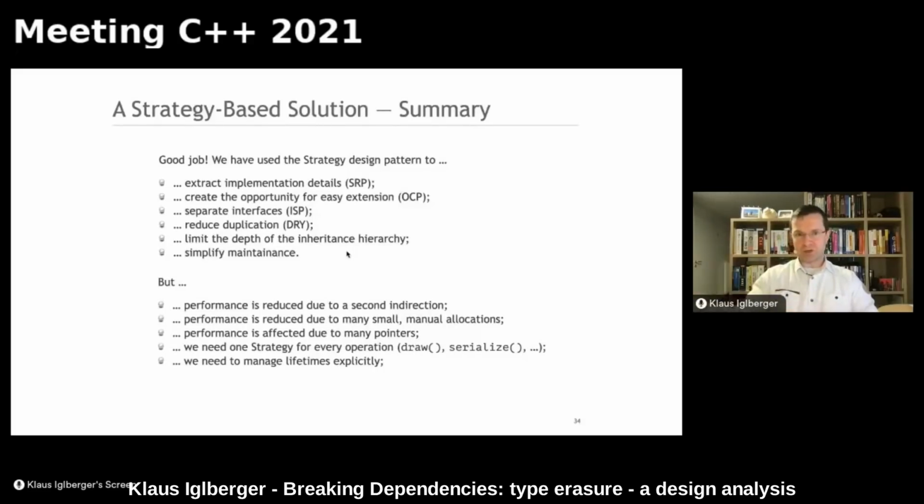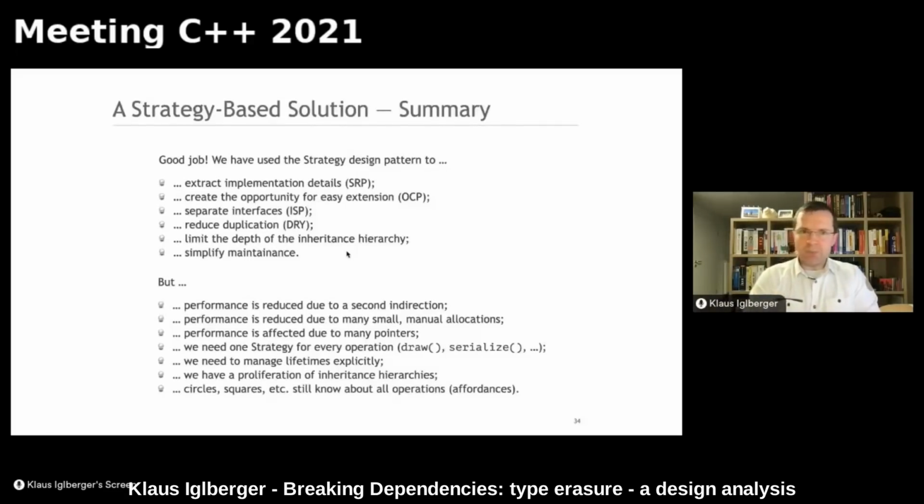It is the 90s solution. I said there's a lot of hierarchies. Indeed. Think about the serialize stuff also. And still, something that I personally feel is a design issue: circles, squares, and all the other shapes still know exactly about all the operations that we can run on them, like draw, serialize, and potentially many more.